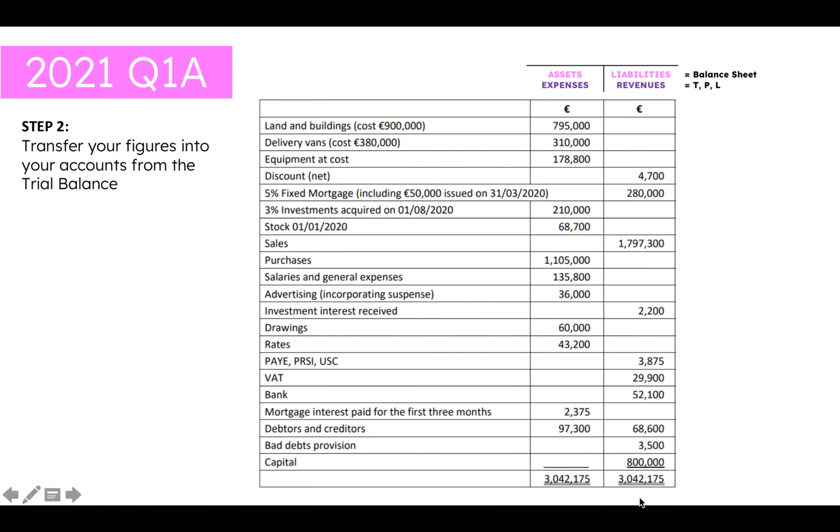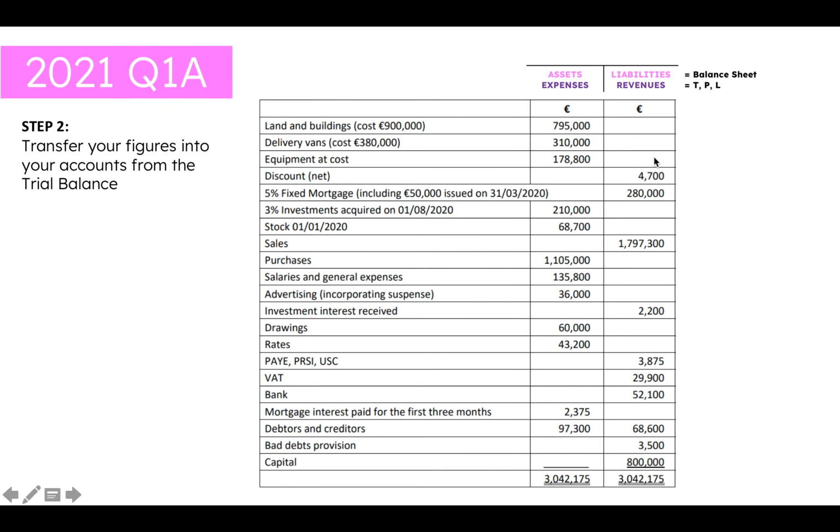You've got drawings is the opposite of capital, so capital is always credited, drawings is debited. And then you have debtors. You have debtors here, but bad debts provision is a contra asset, so it's just reducing the asset debtors there. So that's just a couple of exceptions to that rule. So credit side, you have your liabilities and revenues.